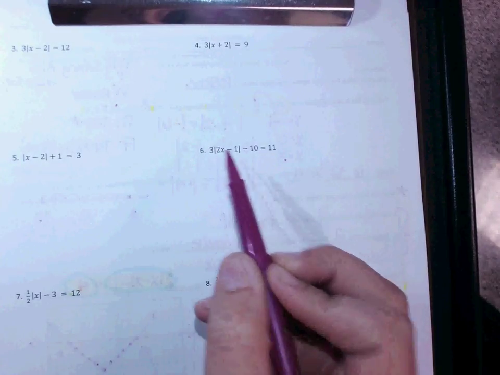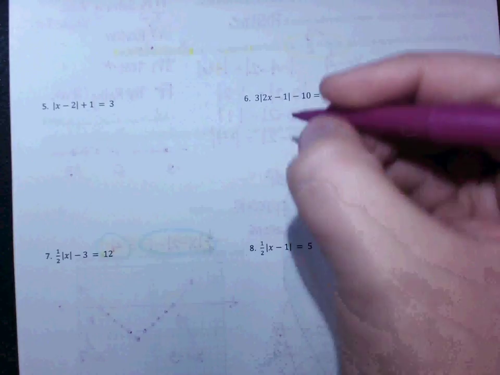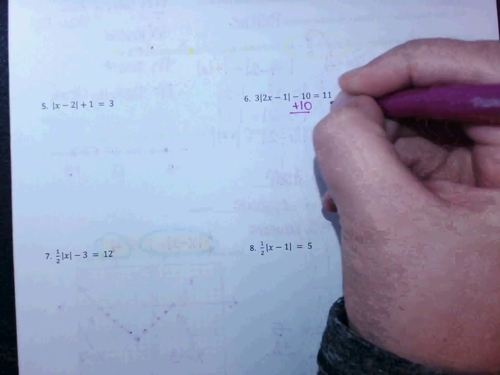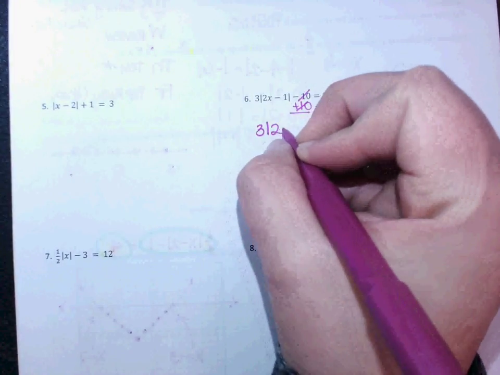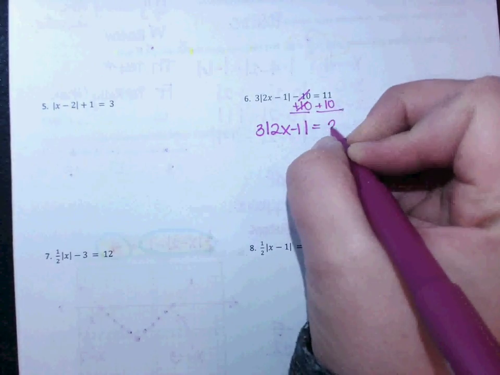Alright, next one that we're going to do is number 6. Okay, look at it. What would I get rid of first? Okay, so there are 2 things to get rid of. You'll notice you have a 3 here and a 10 here. You should always get rid of adding and subtracting first. So if it's a minus 10, I'm going to get rid of that first. What is 11 if I add 10 across? Good, so these guys cross out. I have 3|2x - 1| = 21.